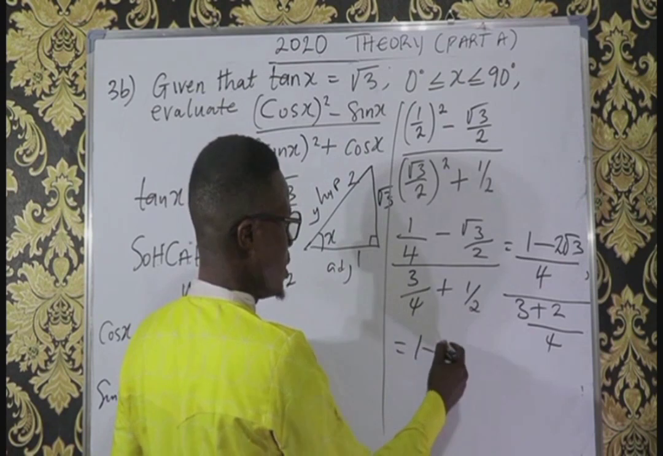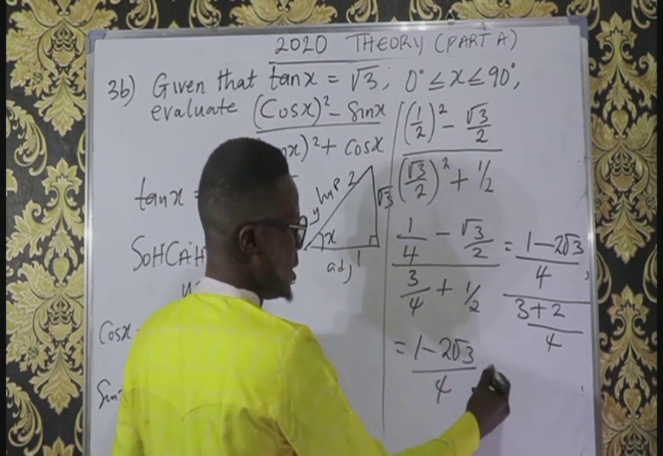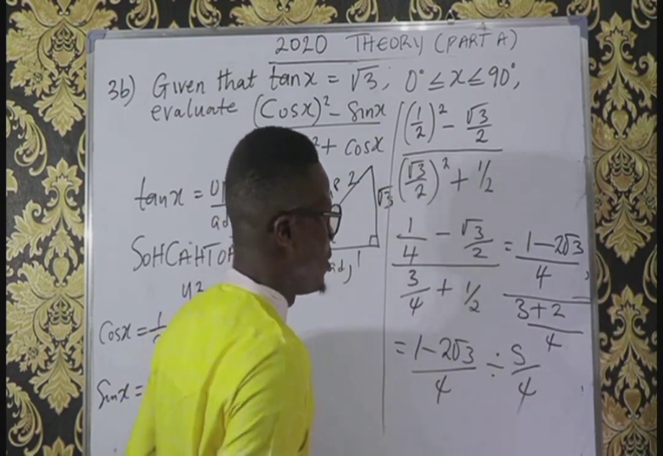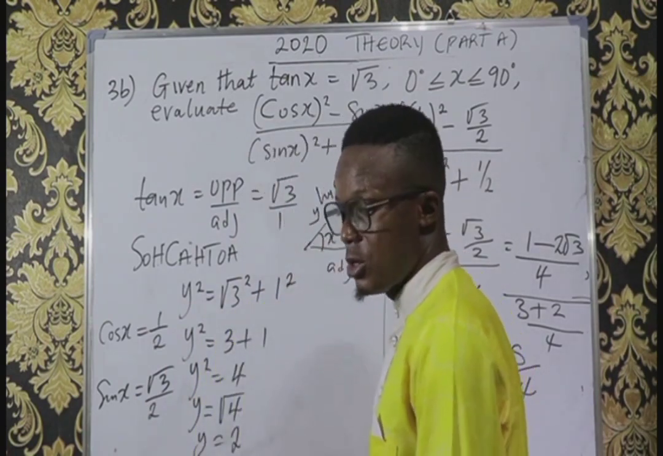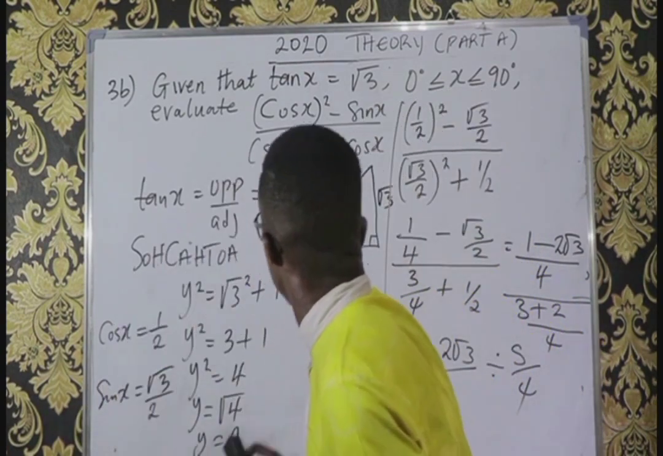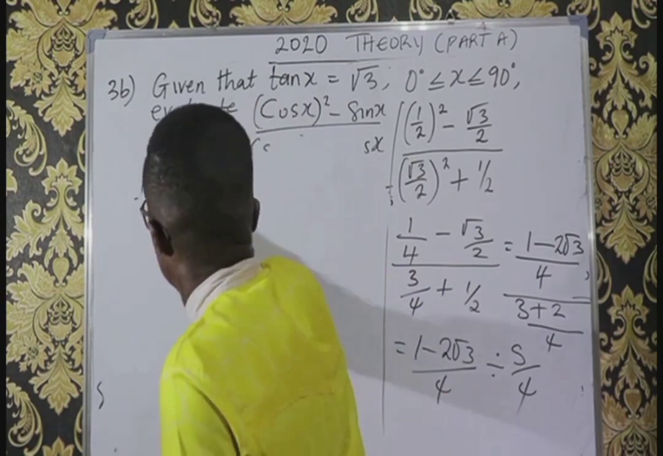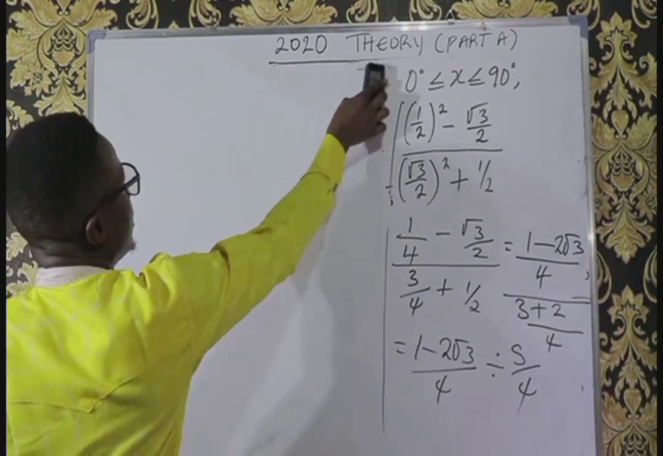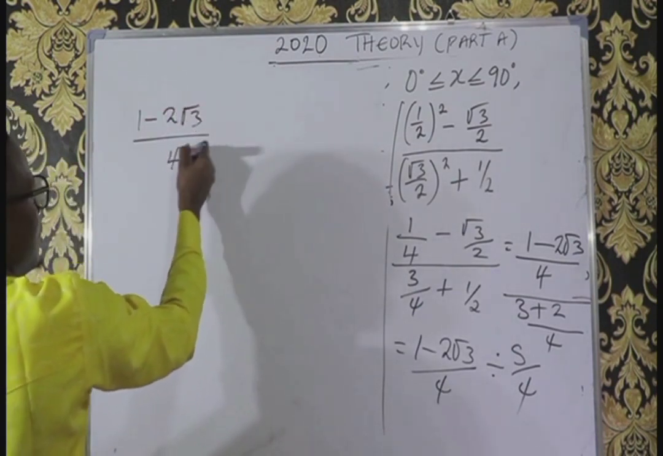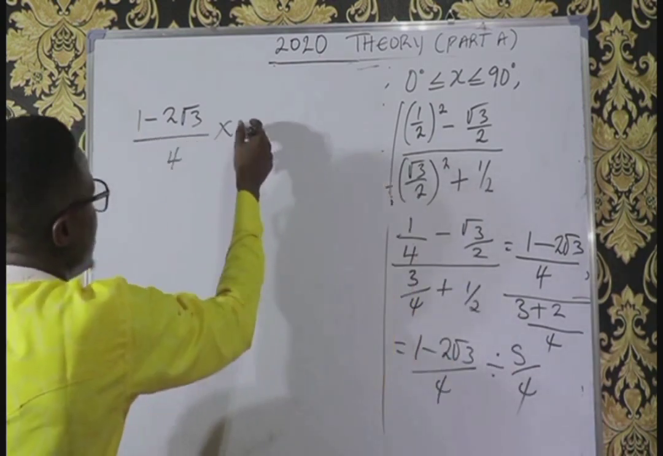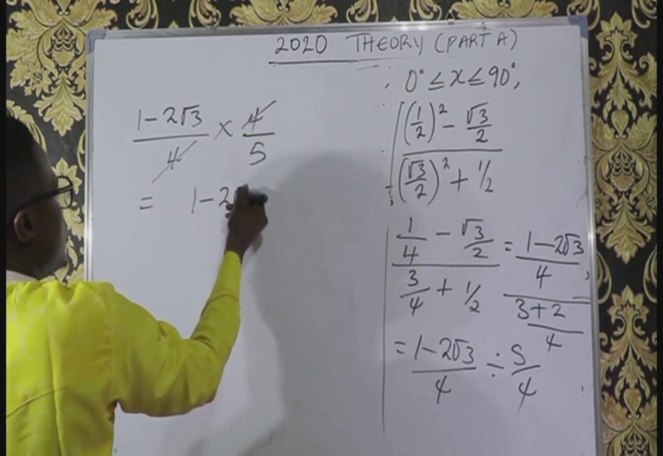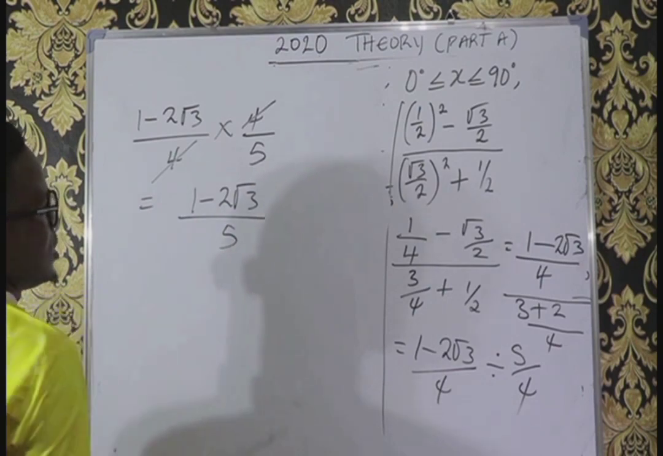So this will give me (1 minus 2√3) over 4 divided by, this line here is division, (3 plus 2 is 5) all over 4. Remember, division will be changed to multiplication, and I will turn this fraction upside down. So if I clean here now, I will have that (1 minus 2√3) all over 4 will now multiply, change to times, turn upside down, 4 all over 5. 4 will cancel out. We shall have (1 minus 2√3) all over 5. And this is the answer.